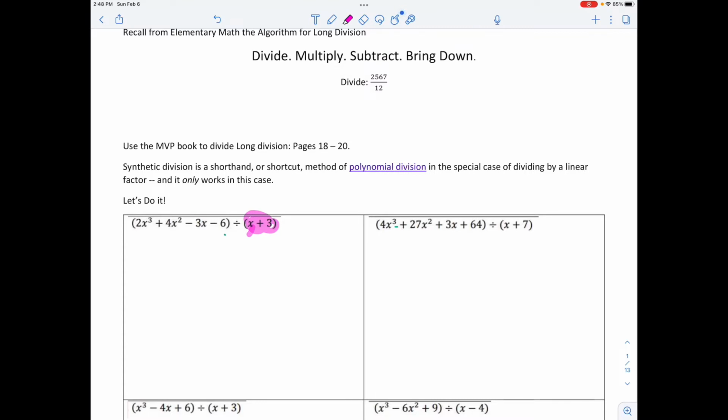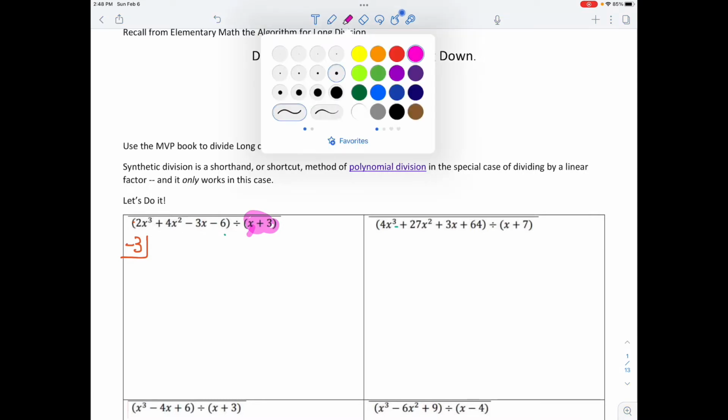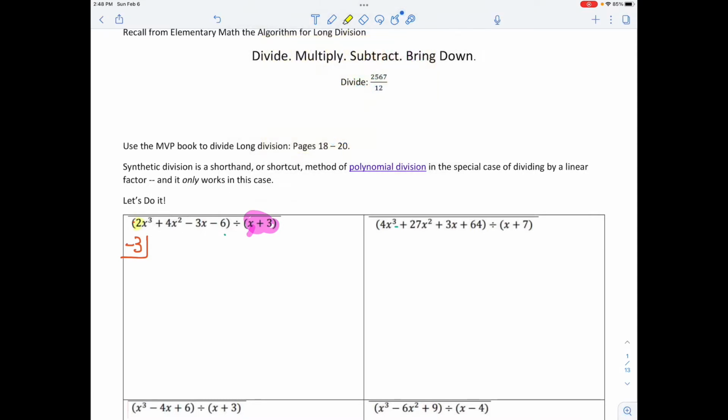So what we're going to do is take the constant of our divisor and make it the opposite, and it gets its own little house, and then we write the coefficients of our dividend, including their signs, here. So we get 2, 4, -3, -6. We'll draw a little line. Now this line I'm drawing because this is going to give me my remainder.